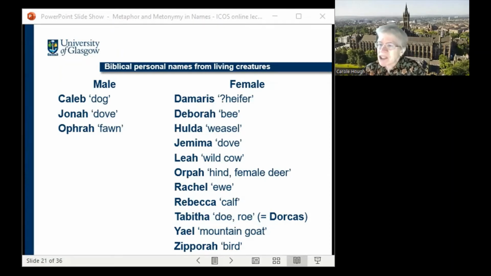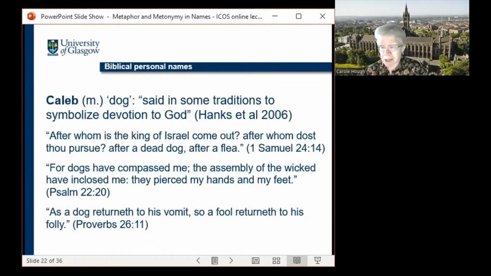That seems to suggest that the names are metaphorical, mapping a quality of the animal, real or perceived, onto the bearer. But what qualities? The only one for which Hanks et al. offer an explanation is the masculine name Caleb, which, as they explain, is said in some traditions to symbolize devotion to God. It would therefore be metaphorical, mapping the quality of devotion from the dog to the name bearer.